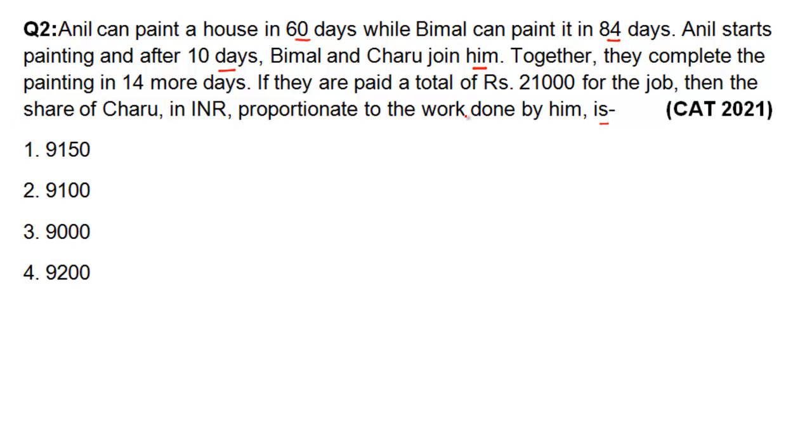So there are three people. I'm just writing their first letters: A for Anil, and then B and C for Bimal and Charu. Anil takes 60 days to complete, Bimal takes 84. For Charu, we do not know. And what happens? Anil starts painting, and after 10 days, Bimal and Charu join. So what we can do here is first assume the total work. It will simplify our calculation. So we assume the total work as the LCM of 60 and 84, right?